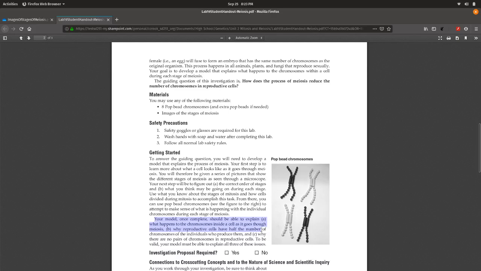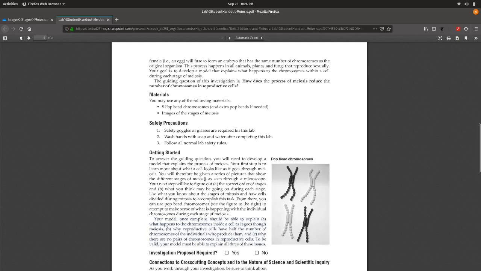2, why reproductive cells have half the number of chromosomes of the individuals who produce them. And C, why there are no pairs of chromosomes in reproductive cells. Okay, so to make this valid, your model must be able to explain this. It needs to be able to explain this, and I'm going to show you how I expect this to be done.